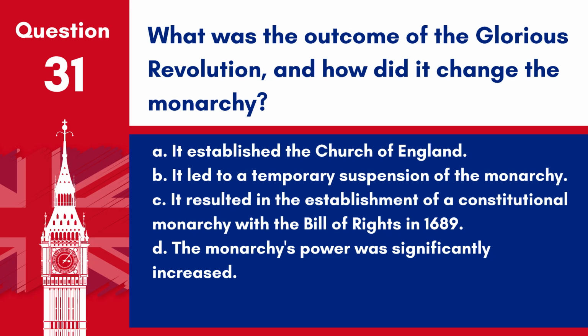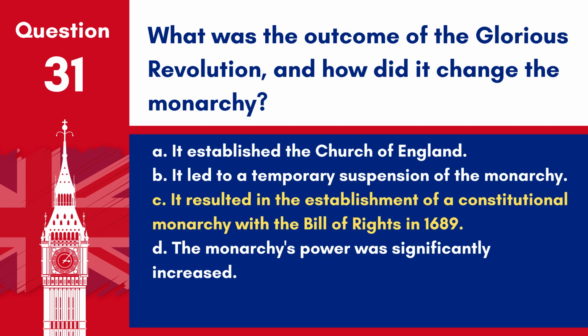A. It established the Church of England. B. It led to a temporary suspension of the monarchy. C. It resulted in the establishment of a constitutional monarchy with the Bill of Rights in 1689. D. The monarchy's power was significantly increased.